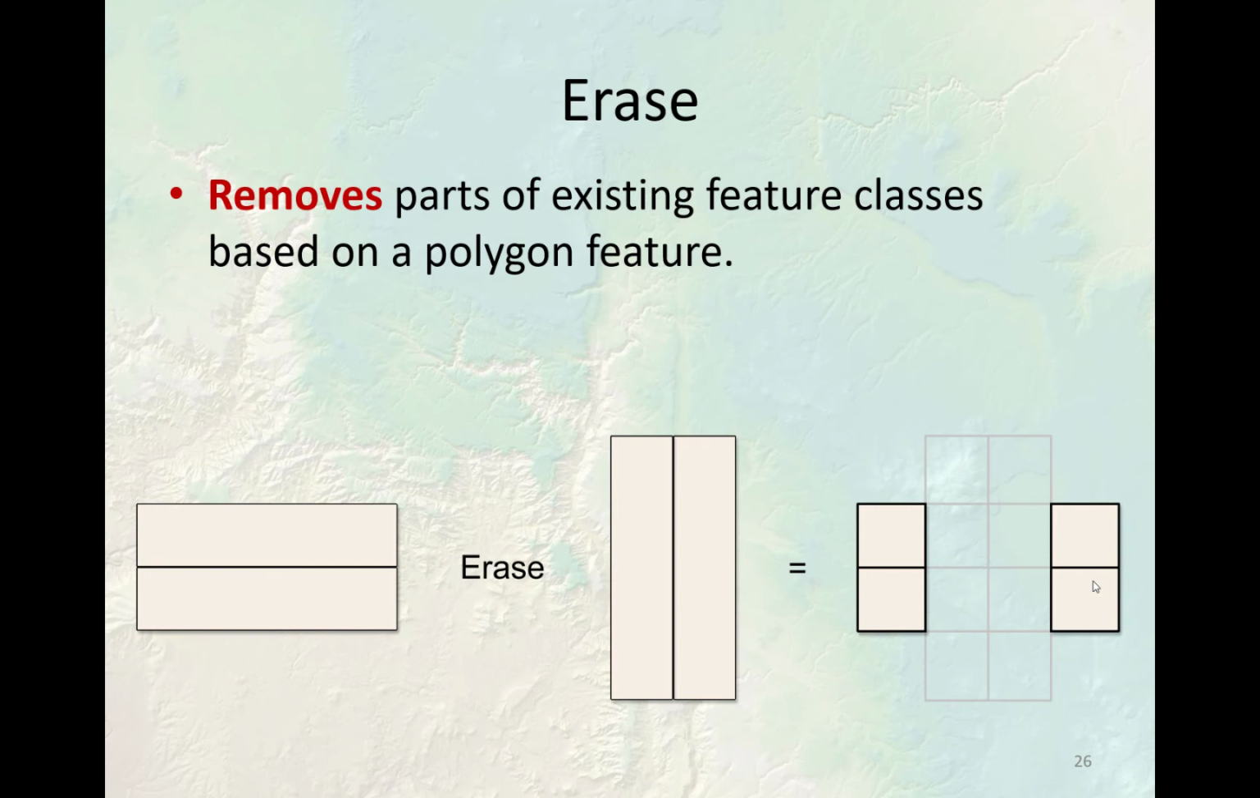The erase tool is pretty intuitive. You use a feature class to just erase portions from a source feature class. So in this case, you just sort of erase it out from the center of the original feature class, and you're left with just those parts that existed outside of the erase features.